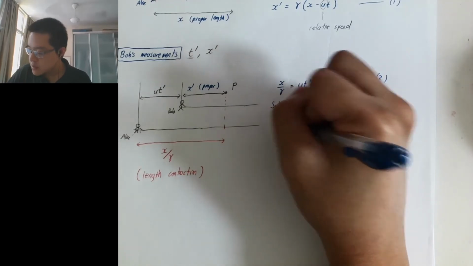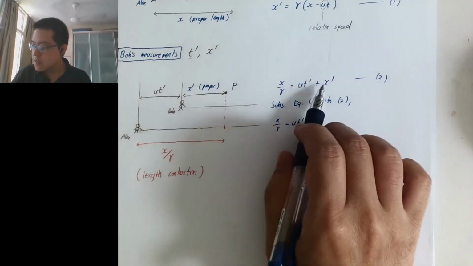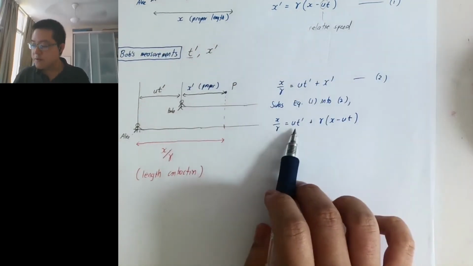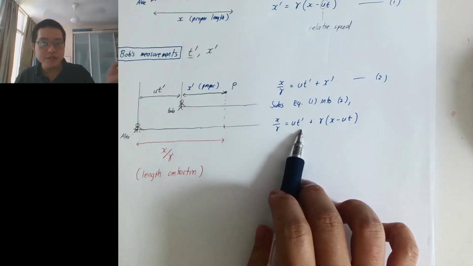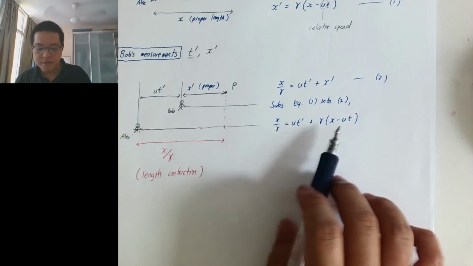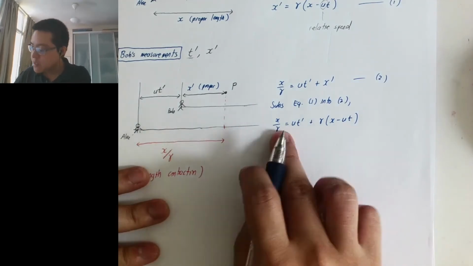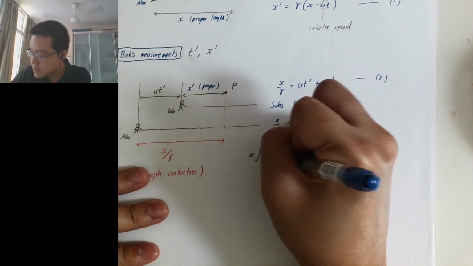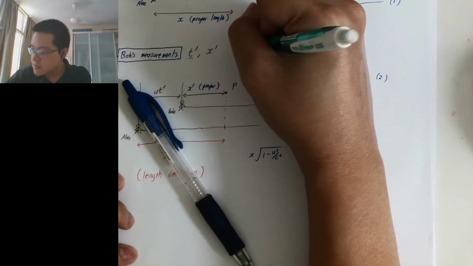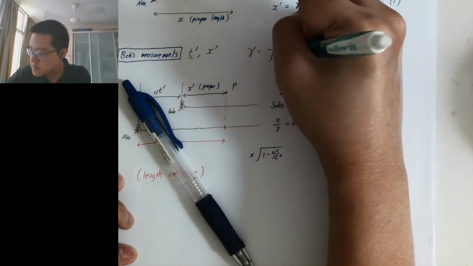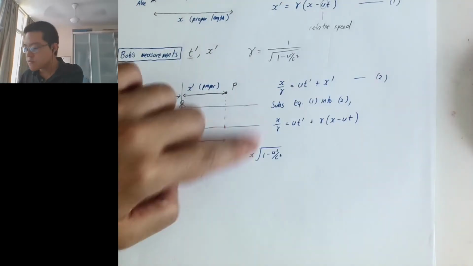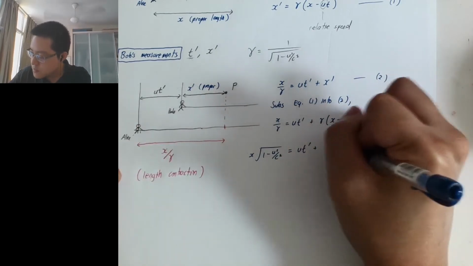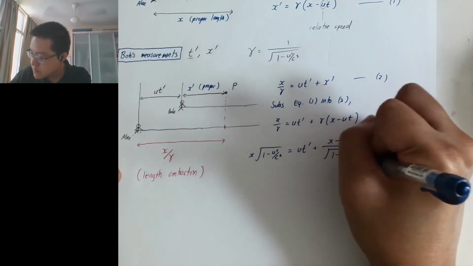So I got x over gamma is ut prime, and I already know what x prime is. X prime is gamma times x minus ut. So after I substitute, I can derive a relationship between t prime and t, just solving for t prime. X over gamma on the left-hand side is x, 1 over gamma is this, right? Remember, gamma was the Lorentz factor. So x over gamma is actually this, and ut prime is this. So this is x minus ut, over gamma. And 1 over gamma is the square root of 1 minus u squared over c squared.